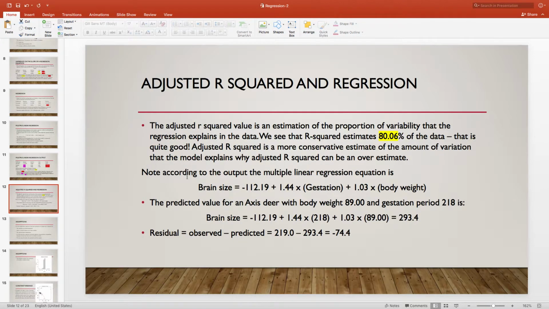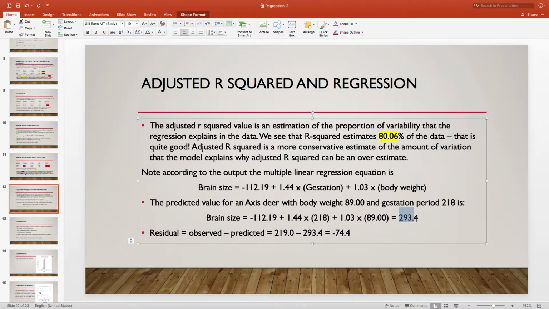Okay. Now our regression equation for brain size, we just read the output. It's minus 112 for the intercept, 1.44 times the gestation days, and 1.03 times the body weight in grams. So for an axis deer, it has a body weight of 89 kilograms, gestation period is 218. So we can predict its brain size. And we just plug in this information, 218, 89 kilograms on average.